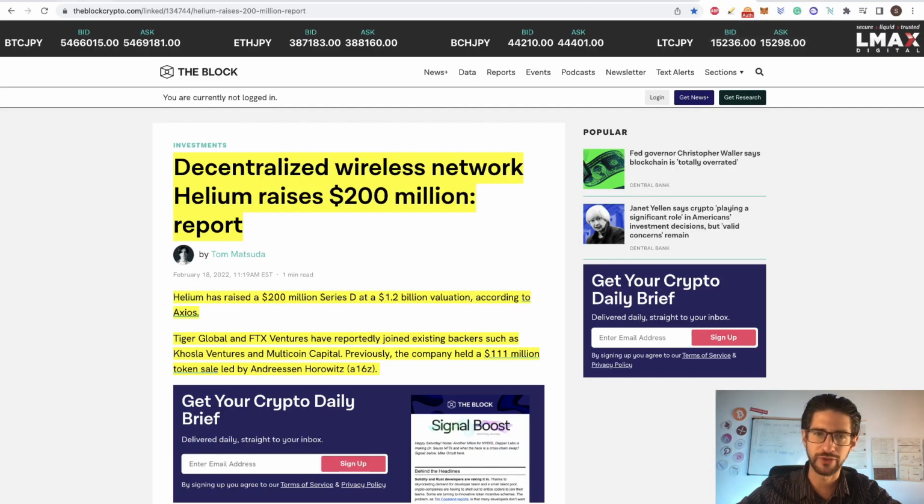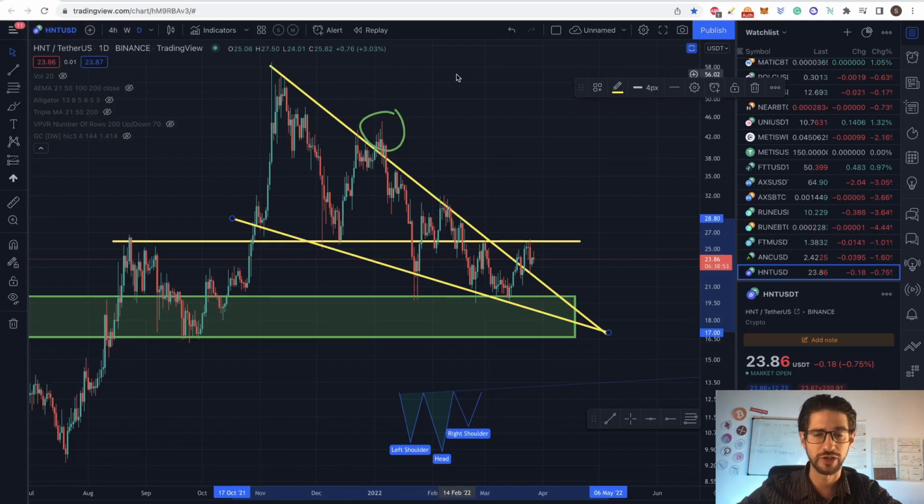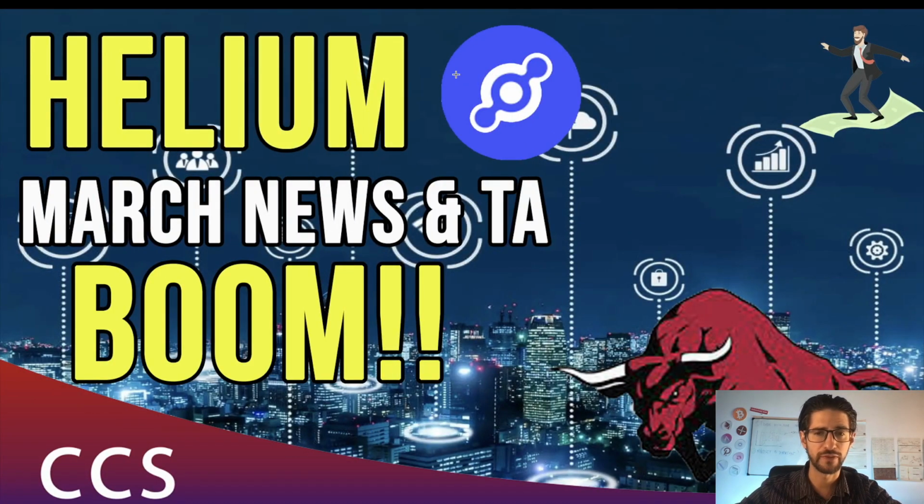Samsung and many companies are starting to pay attention to HNT, and Helium is in position 50, so it's a very important project.